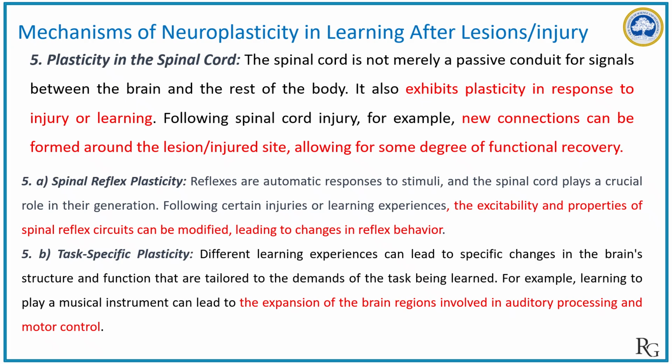So now let's talk about an area which is often underestimated when we are discussing neuroplasticity, that is the spinal cord. We usually think of the spinal cord as just a pathway carrying messages back and forth between the brain and the body, but in reality, it is much more dynamic. The spinal cord itself is capable of plastic changes both after injury and in response to learning. For example, following a spinal cord injury, the nervous system sometimes forms new connections around the damaged site.